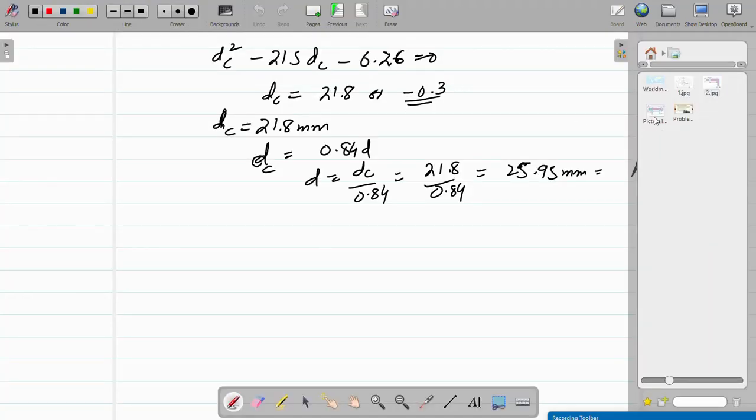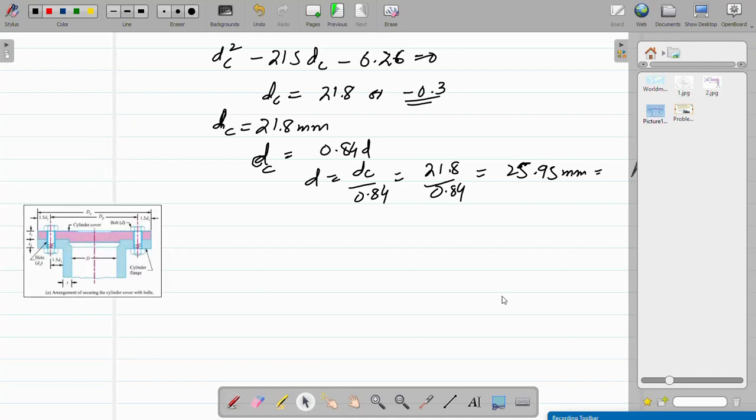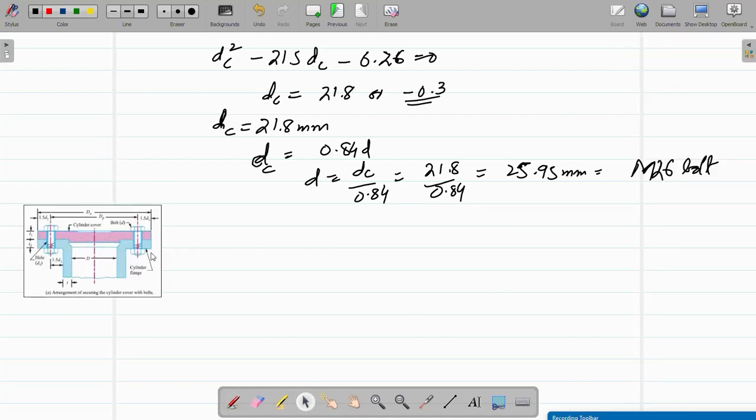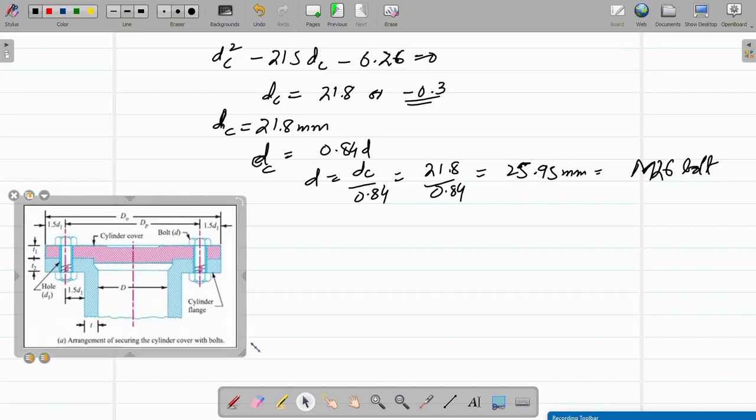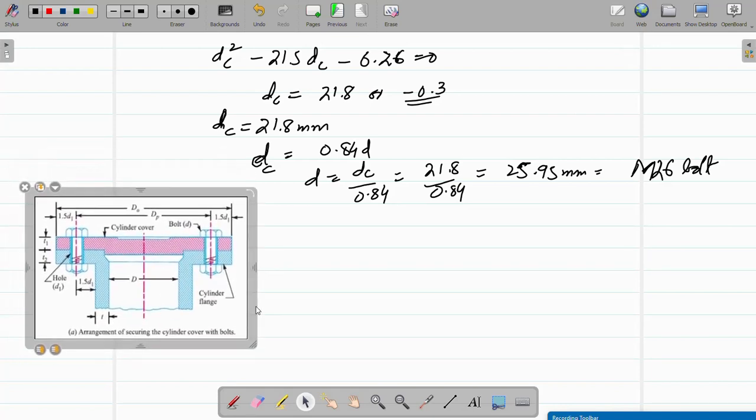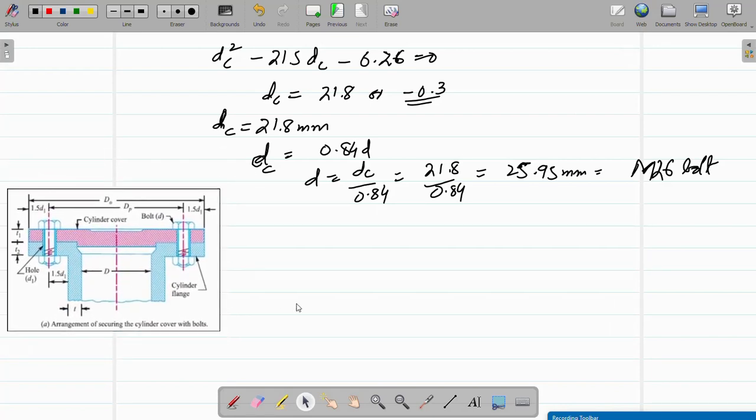So this is the picture I want to import, because all the calculation is based on this picture. Now we have to find the standard dimensions. How do we find the standard dimensions? Now we know the design of the bolt. Now look at this problem.